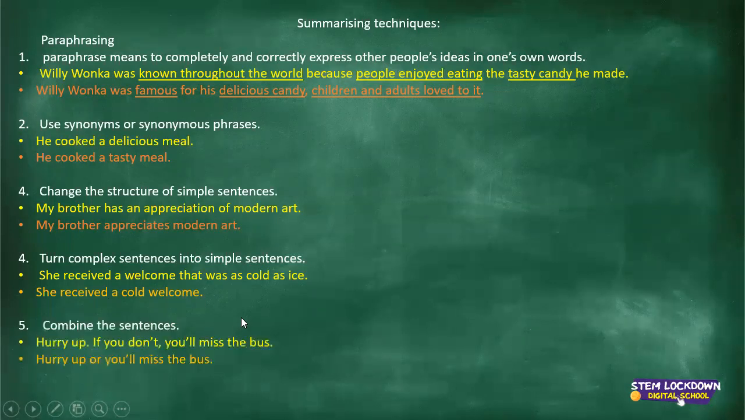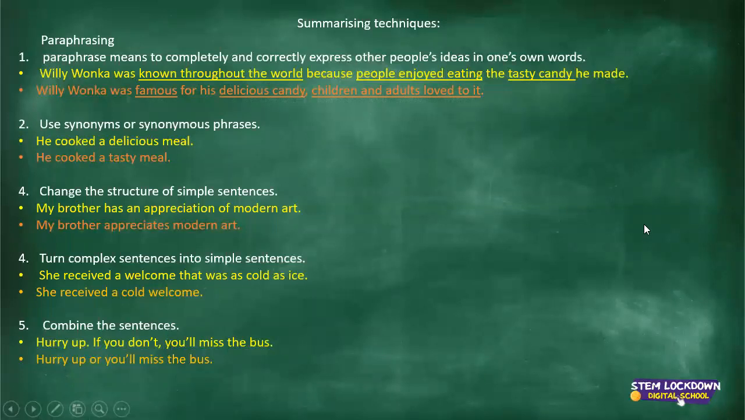Right. Then finally, what you can do is to combine the sentences. So as you see on your screen, you have "hurry up. If you don't, you will miss the bus." You can just combine that entire sentence into "hurry up or you will miss the bus." Hurry up or you will miss the bus, instead of "hurry up, if you don't, you will miss the bus." These two sentences still mean the same thing.